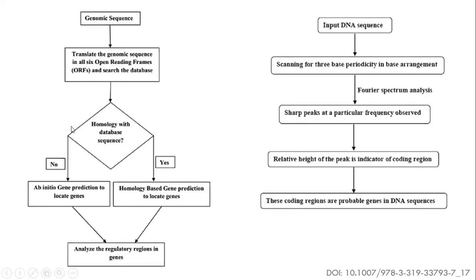If the database is available, you go with homology-based gene prediction, analyze and detect the genes out of it. If you don't have homology as such, with no properly annotated genomes, then you go with ab initio gene prediction methods. You can locate the genes. You put in the input sequence and scan with a three-codon sequence periodicity, and then another method called Fourier spectrum analysis gives sharp peaks in a given sequence, the relative height and uniformity of the sequences. You can code probable genes in that.